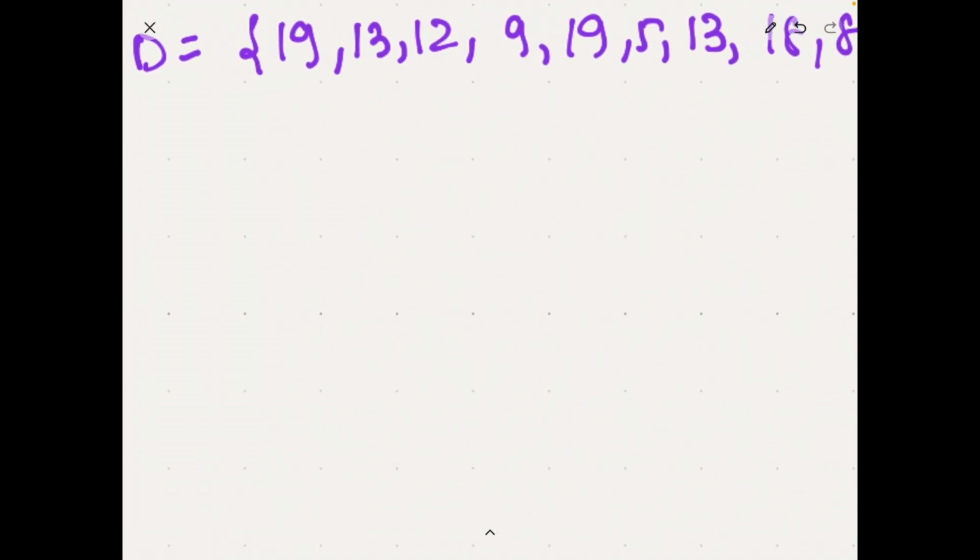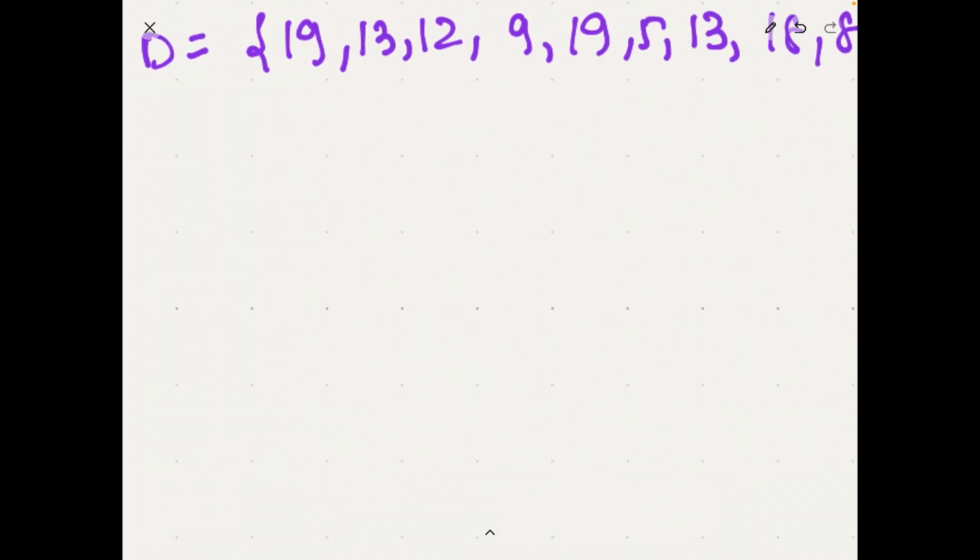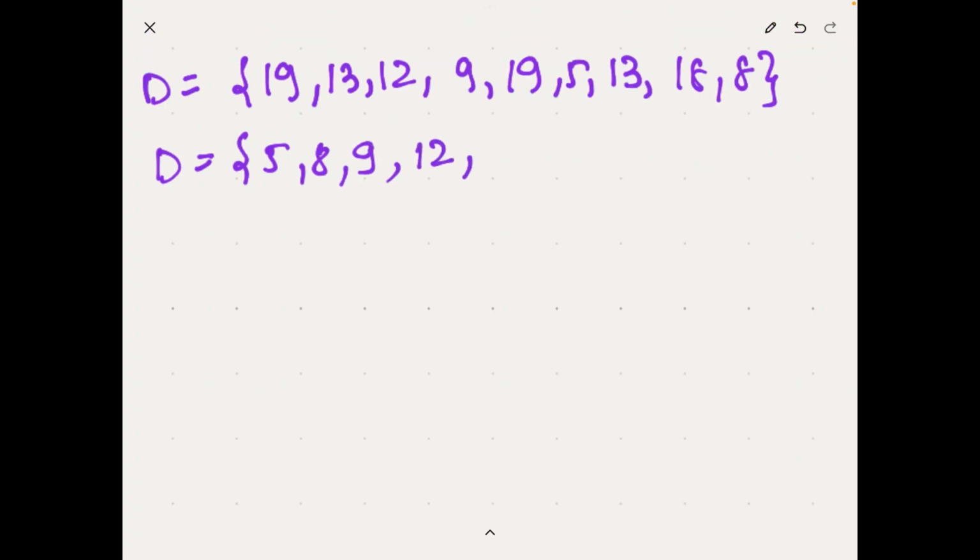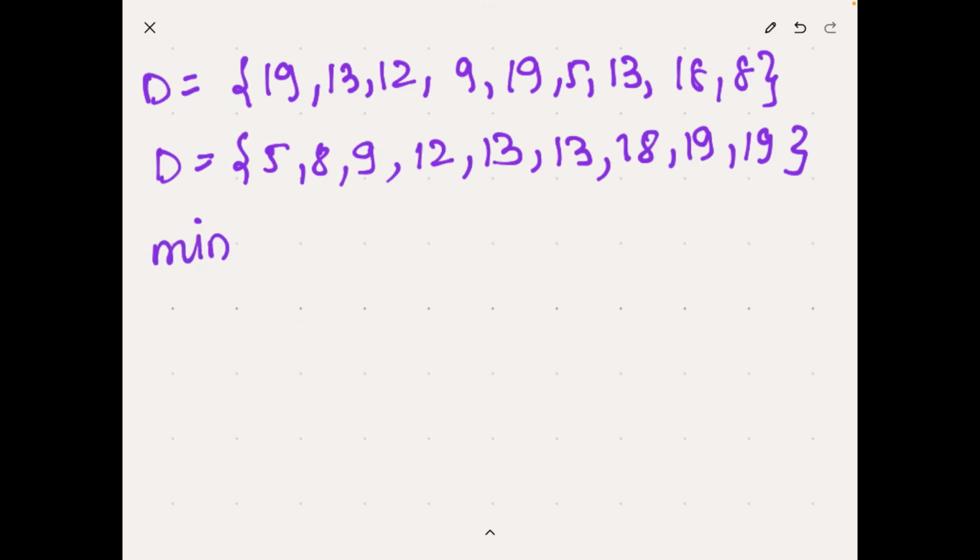As I had mentioned already, your first step is going to be sorting them out in ascending order. So your data set should look something like 5, 8, 9, 12, 13, 13, 18, 19 and 19. So we have repeating values here, no problem for that. Let's move ahead and start finding the minimum, the maximum and the quartile 2 values. So the minimum here is 5, the maximum is 19.